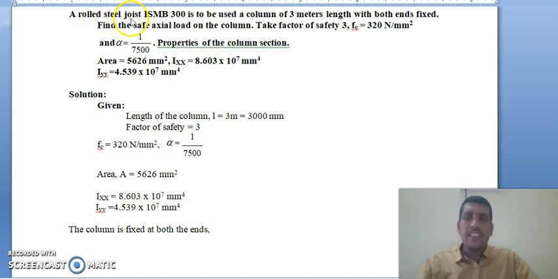A rolled steel joist ISMB 300 is to be used as a column of 3 meters length with both ends fixed. Find the safe axial load on the column. Take factor of safety as 3, fc, that is the allowable stress, equal to 320 Newton per mm square, and alpha is 1 divided by 7500. The properties of the column: area is 5626 mm square, Ixx about the x-axis is 8.606 into 10 to the power 7 mm power 4, and Iyy is 4.539 into 10 to the power of 7 mm power 4.